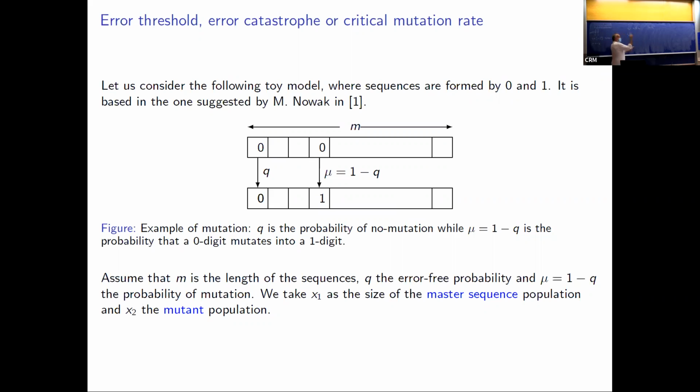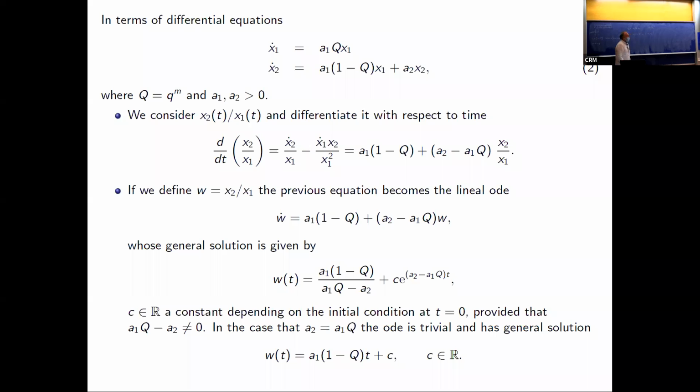So the contribution of the part provided by X1 is just the contrary. It should be A1, 1 minus Q, coming here, plus, assume that this one can also replicate, so A2, X2. And also this is this one here, okay? The one on the top.